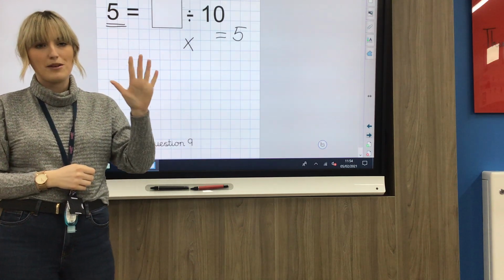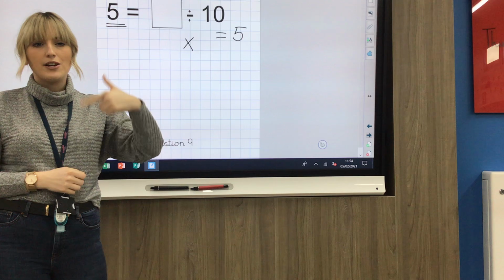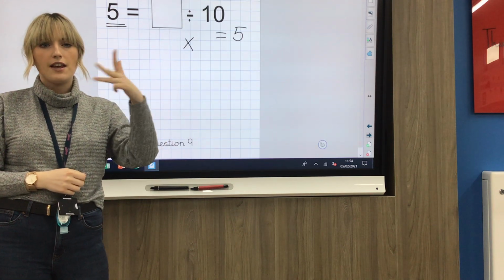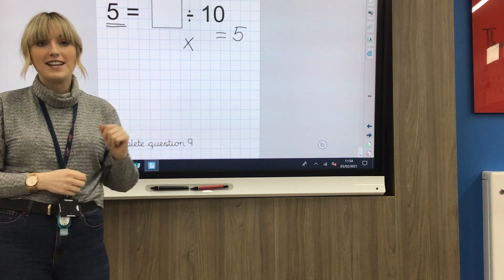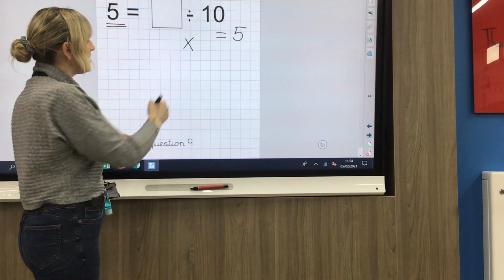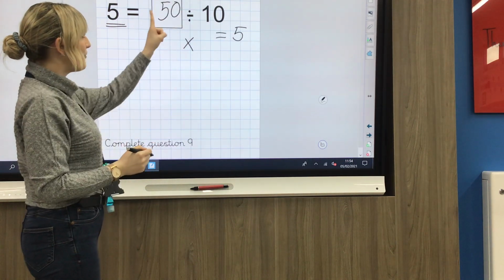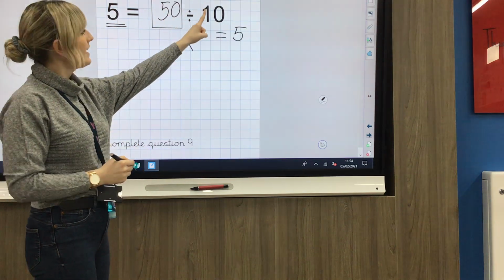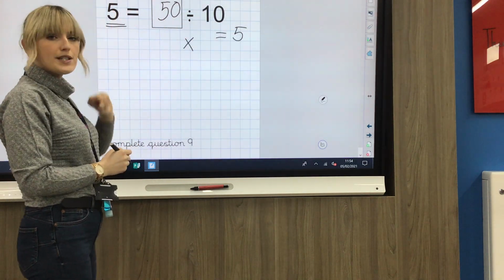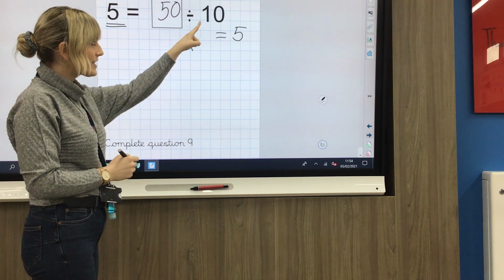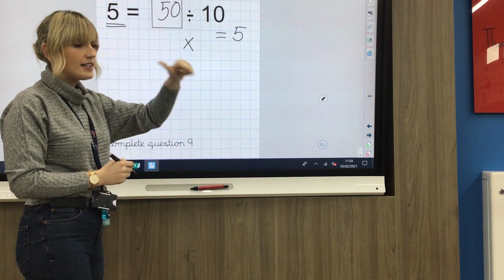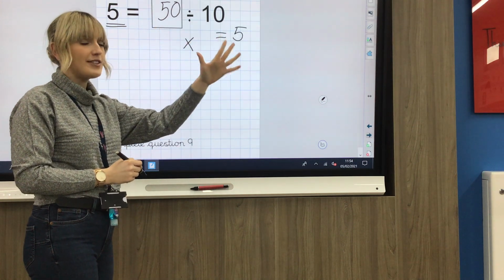Are you ready to count with me? 10, 20, 30, 40, 50. Okay, so our missing number is 50. So 50 divided by 10 equals 5. Let's check. Let's count in tens until we get to 50. 10, 20, 30, 40, 50.